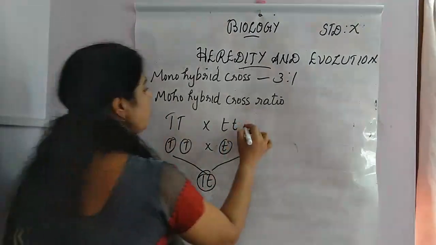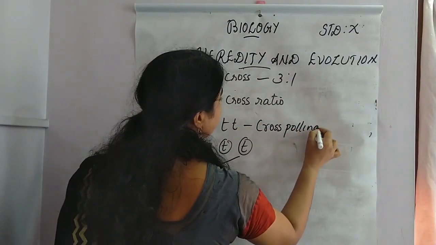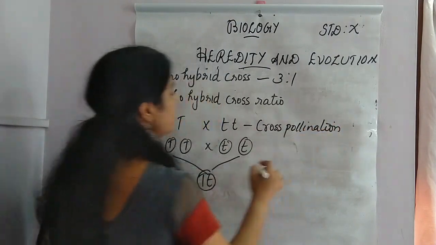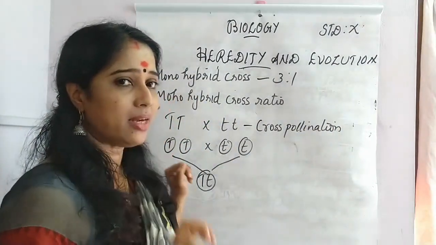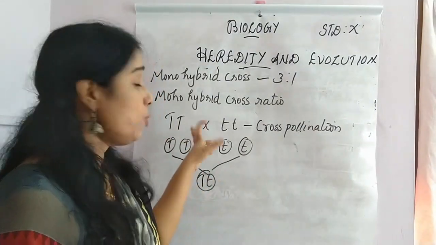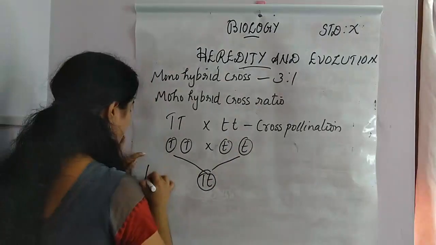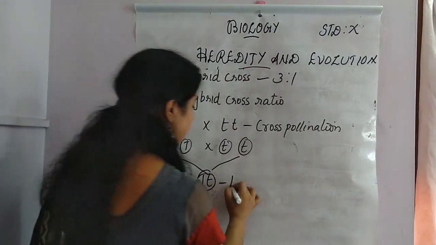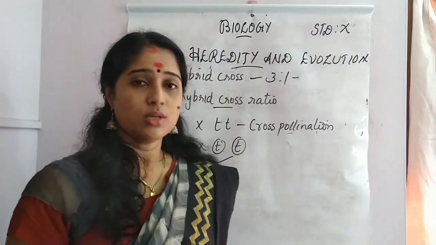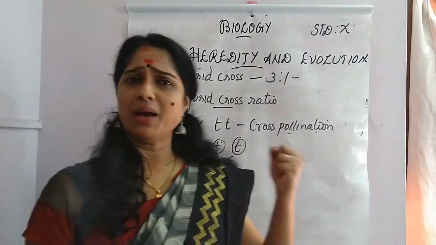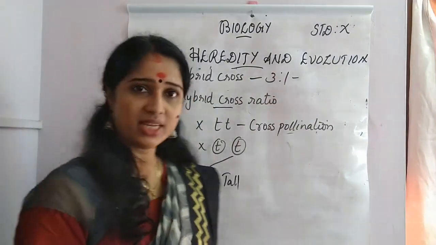Here, which type of pollination? Cross pollination. In the first step, he preferred cross pollination because how many parents are involved? 2 parents are involved, so 2 plants. In the first generation, he got only tall plants. Now he wanted to find out what happens to the dwarf, so he allowed the plant to do self-pollination.